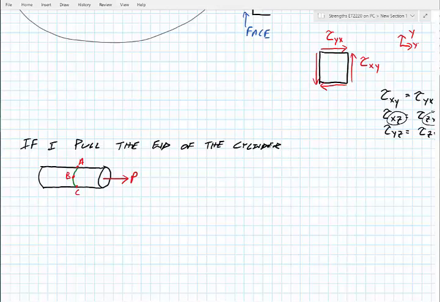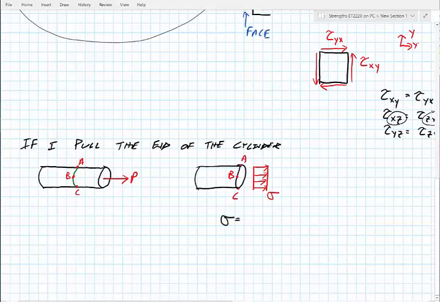If I pull the end of the cylinder, shown here, and I were to look at A, B, and C, of course I could do a section right through where I'm interested, and I would see something that looks like this. The stress profile on here would be the same regardless of whether I'm at A, B, or C. And this is our sigma. We're in tension. The equation for a tensile stress, or a pulling on the end of the cylinder, is one of the first ones we did in here, which was the stress is equal to P over A. And this is the same at A, B, or C.